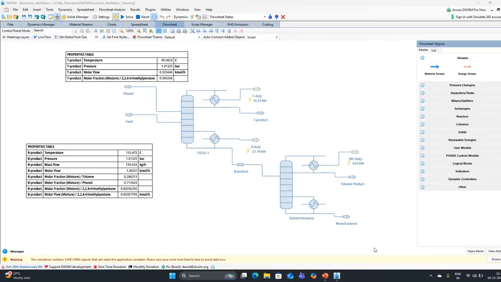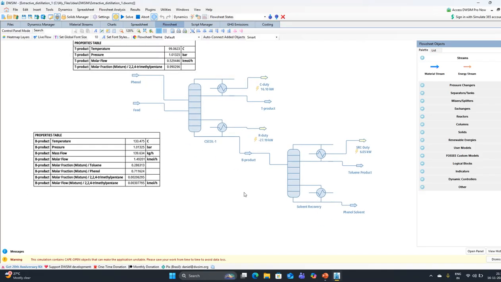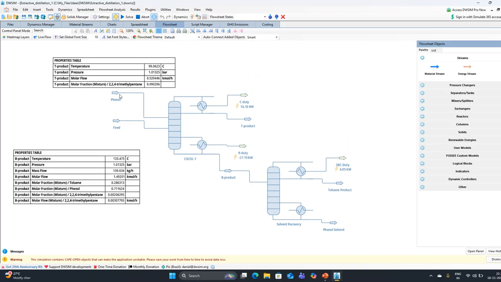Welcome to the Extractive Distillation Simulation tutorial part 3. Till now we have discussed the Solvent Recovery Column and the Extractive Distillation Column. Now if you remember the flow sheet, the only thing left is to connect this solvent recovery back to the phenol, back to the input of the Extractive Distillation Column.